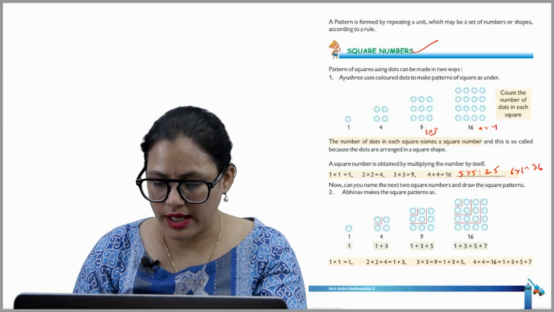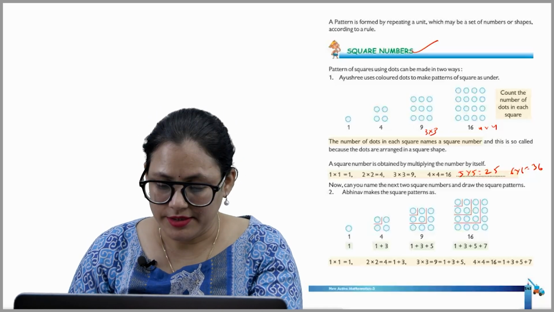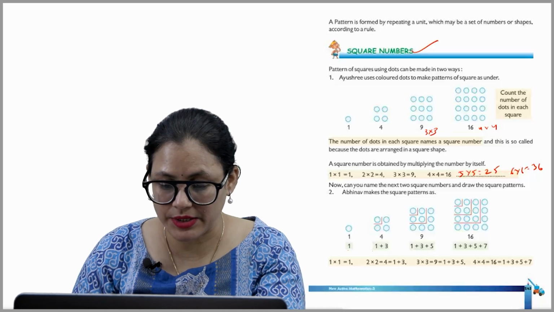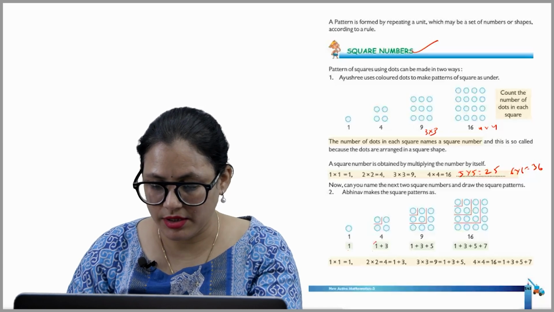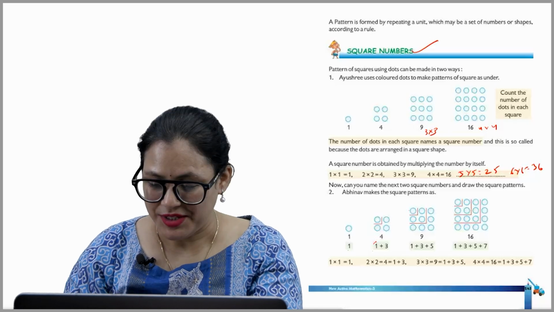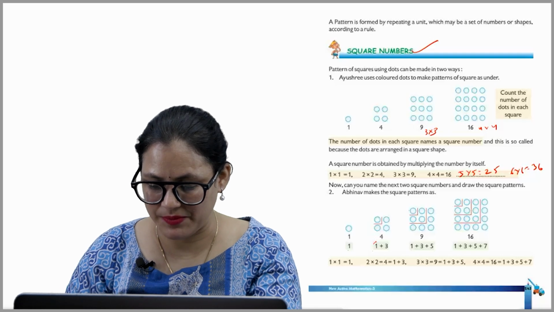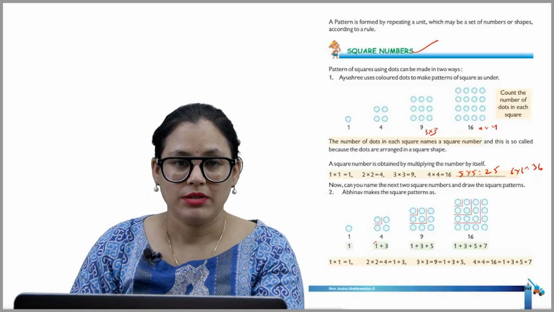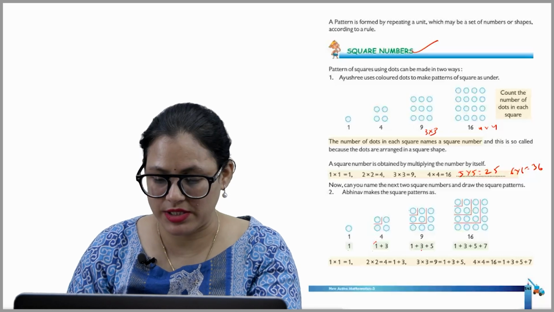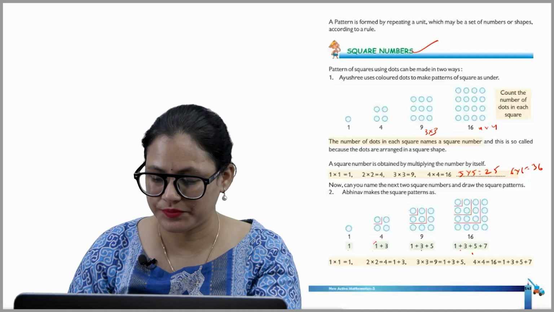1, 4, 9, 16. Okay. Now here the pattern is 1, 1 plus 3, here 1 plus 3 plus 5 is equals to 9. Here 1 plus 3 plus 5 plus 7. Okay. So 1 plus 3, 4, 4 plus 5, 9, 9 plus 7, 16. Okay.